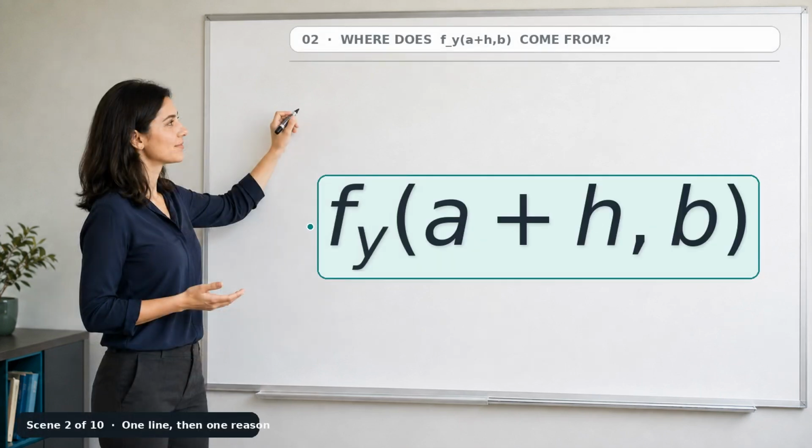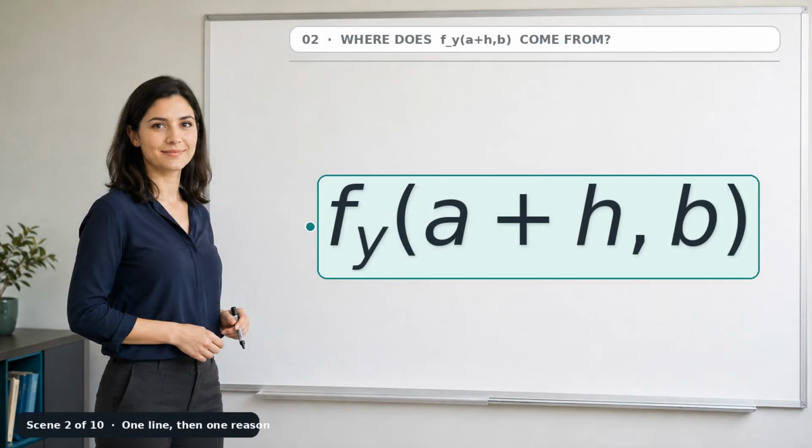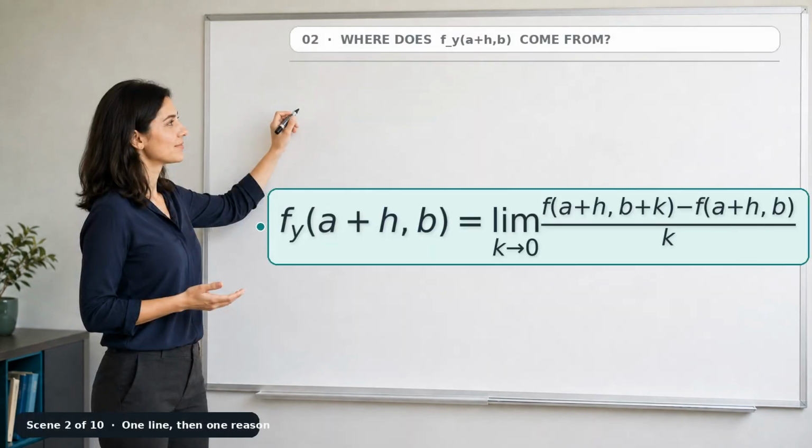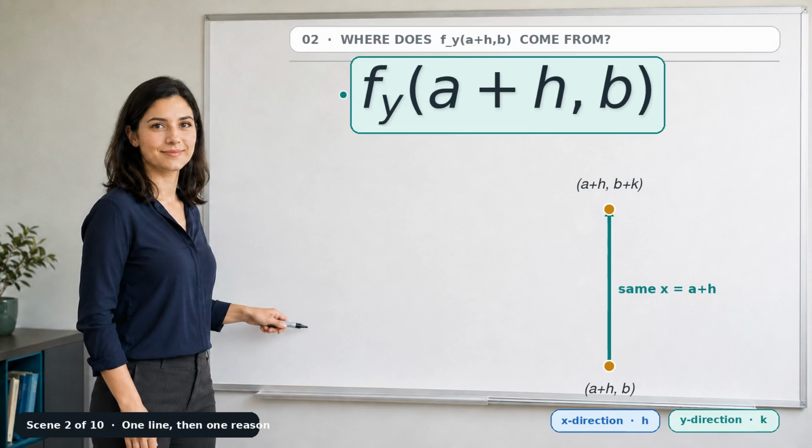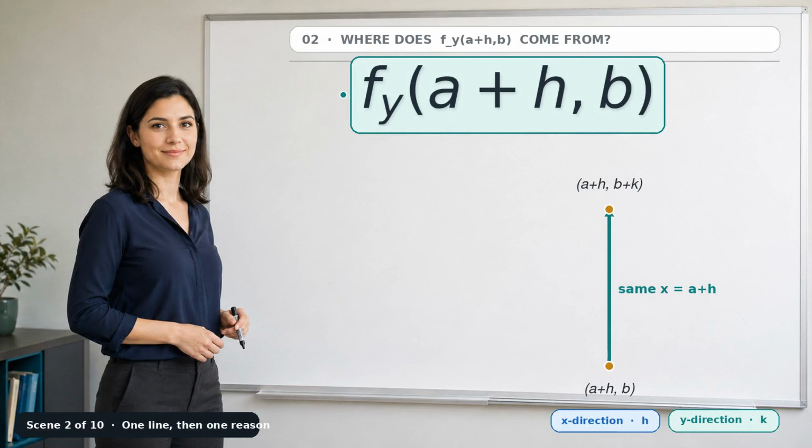First, focus only on f sub y at a plus h comma b. To understand it, remember the definition of the partial derivative with respect to y. Here, x equals a plus h and stays fixed. We move only in the y direction. So we compare f at a plus h comma b plus k with f at a plus h comma b, divide by k, and let k approach 0. These are the 2 points, a plus h comma b plus k and a plus h comma b. The short vertical arrow shows the y change. Notice that the x-coordinate is exactly the same at both points.